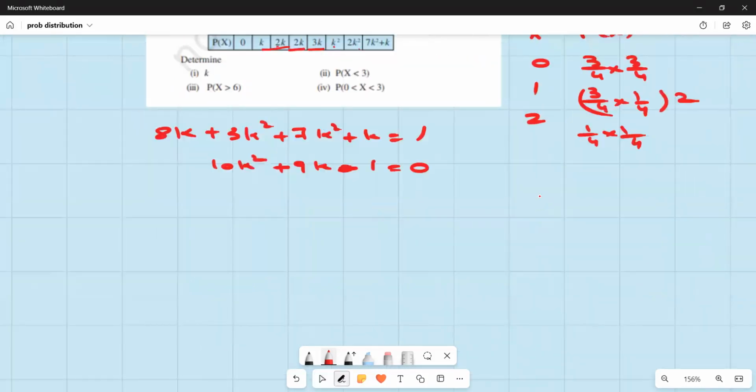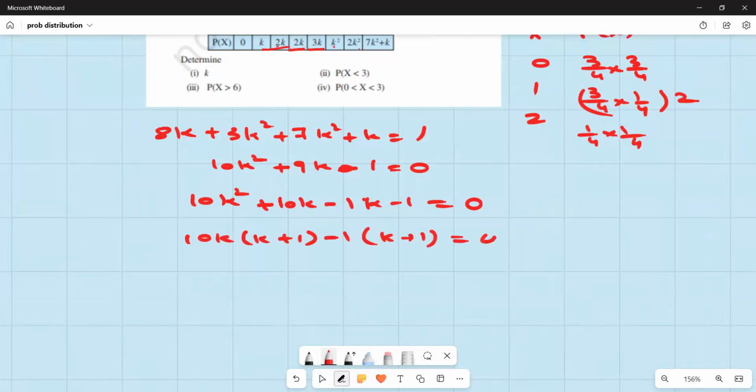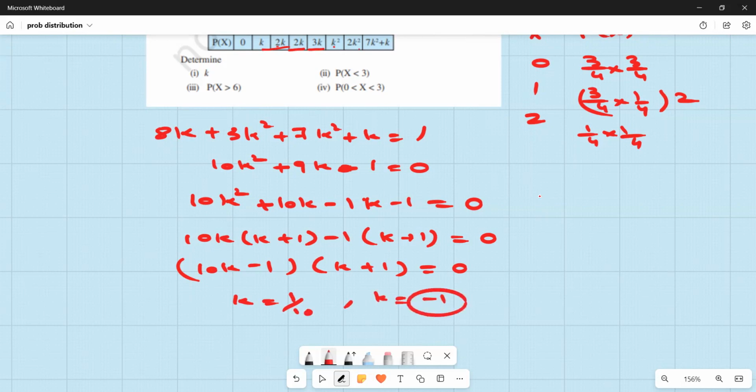Solve it by quadratic. So this will be 10k square plus 10k minus 1k minus 1 is equal to 0. 10k common, so (10k minus 1) into (k plus 1), right? So 10k minus 1 or k plus 1 is equal to 0. So k value is 1 by 10 and k is equal to minus 1. K can't be minus 1, so reject. So k is equal to 1 by 10. That is the value of the first part.